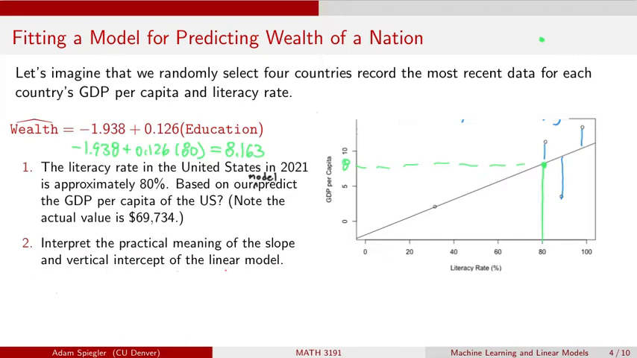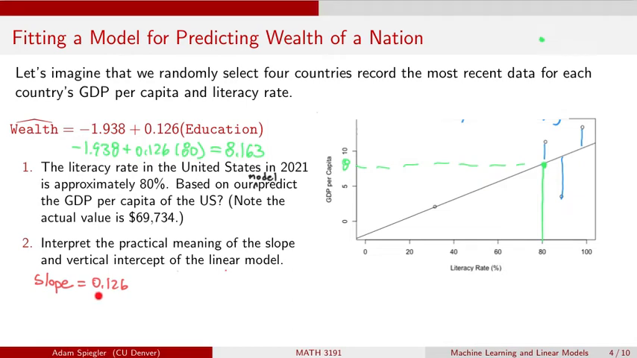So yes, we can make predictions with these models. That's one really powerful thing that we do. Secondly, it tells us something more generally about the relationship between these variables. So question 2 is asking us to interpret the practical meaning of the slope and the vertical intercept of this linear model. So let's first consider the slope. Okay, and so the slope here is approximately 0.126. So on the one hand, I can see that this line goes up.